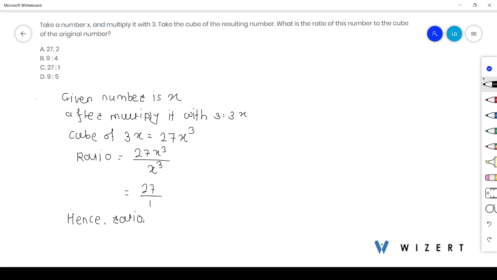ratio of 27x cube to x cube is 27 as to 1. So our correct option is option C.